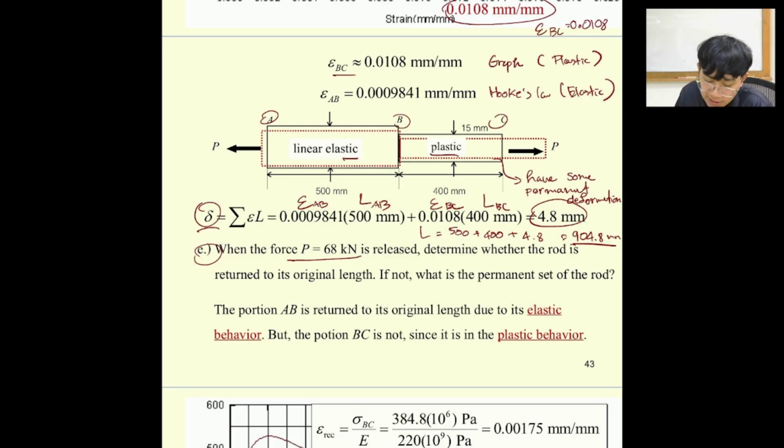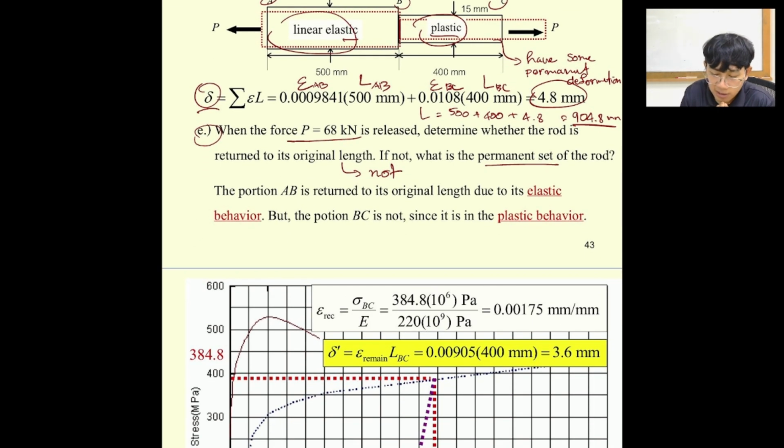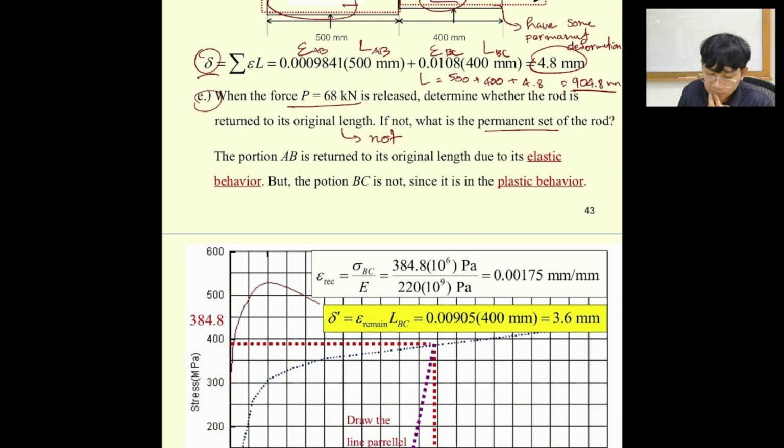And then the next question, they tell us that when we release the force P over here, both rod AB and BC going to return to original length or not. So this one can be easily told by this, because we have one in linear zone and another one in plastic zone. So this one is not. So if not, what is the permanent set? To calculate the permanent set, we need to consider the rod BC only, because rod AB is in elastic zone.